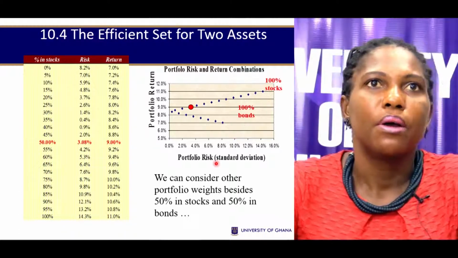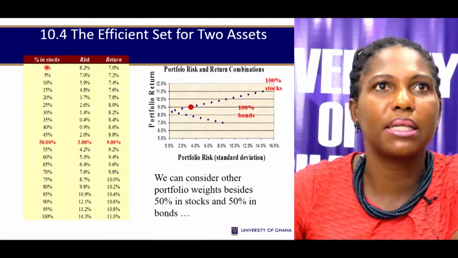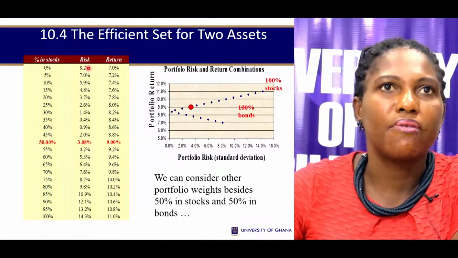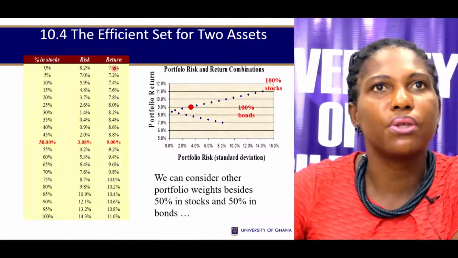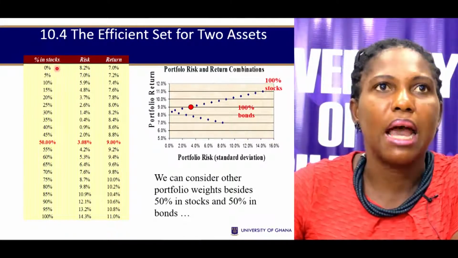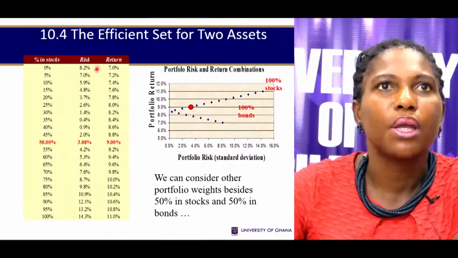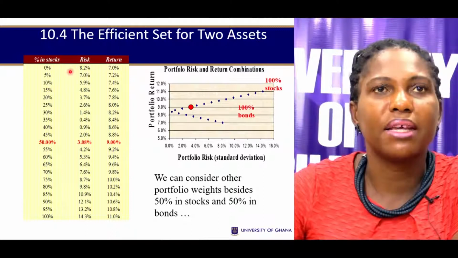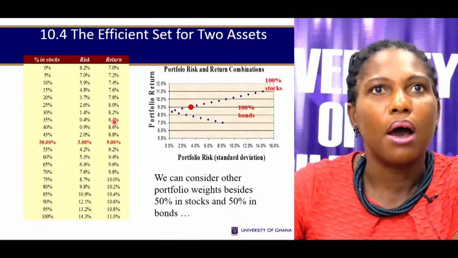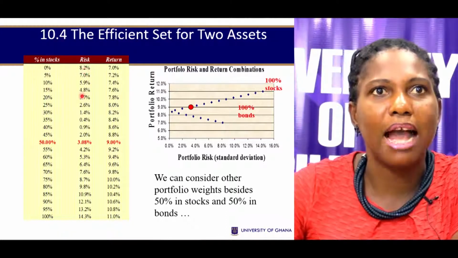Now let's look at this combination. Over the full combination set for these two, we can see that when we have 0% in stocks and therefore 100% in bonds, the risk is 8.2, and the return is the average return on the bonds, which is 7%. As we keep on increasing the investment in stocks and therefore decreasing the investment in bonds, we can see our return rising, and even then the risk actually dropping.